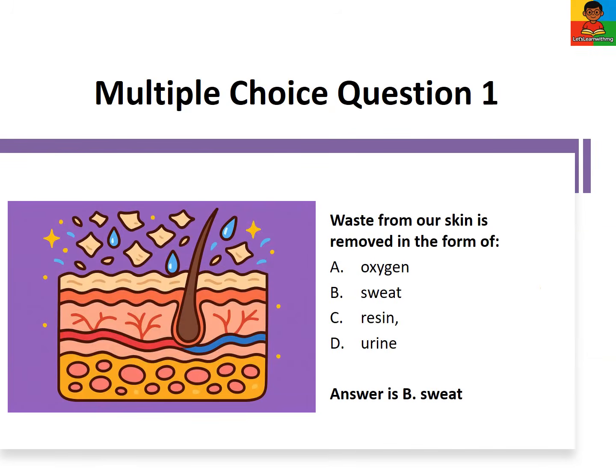Multiple choice question 1. Waste from our skin is removed in the form of Option A, oxygen. Option B, sweat. Option C, resin. Option D, urine. The correct answer is Option B, sweat.